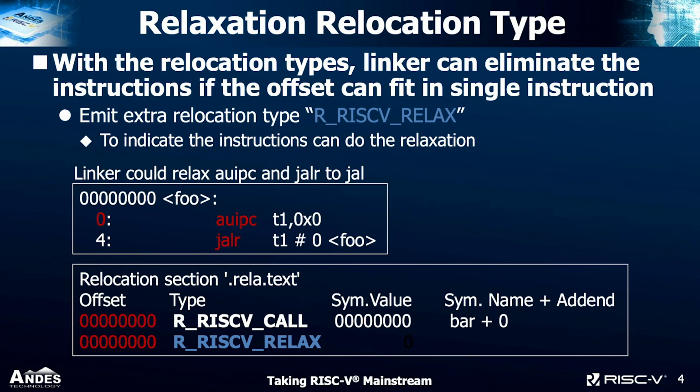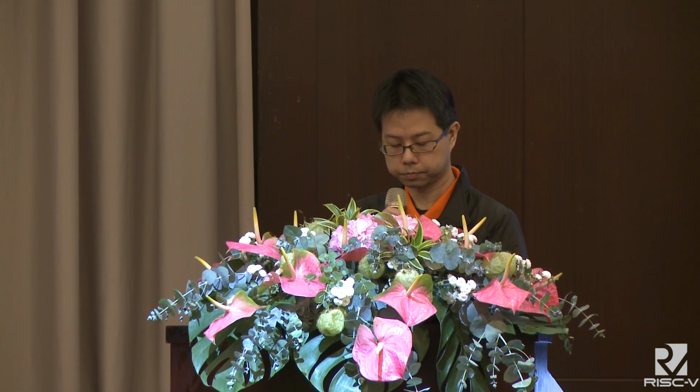When linker relaxation is enabled, there will be an extra relocation type, R_RISCV_RELAX. It will point to the instruction that could do the relaxation. In this case, R_RISCV_RELAX points to AUIPC with the R_RISCV_CALL relocation type. So the linker can know AUIPC and the jump and link register are the candidates and can relax to a single jump and link instruction. Jump and link is a PC-relative instruction. If the symbol is close enough to the call site, it can transform to a single instruction.